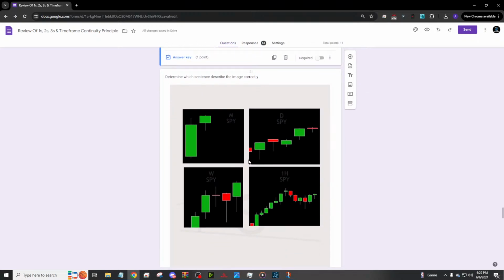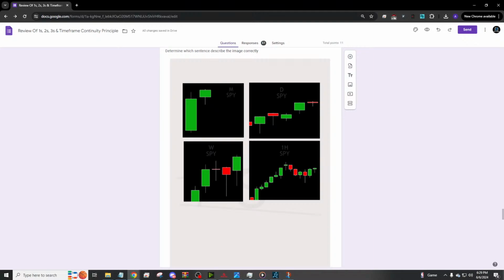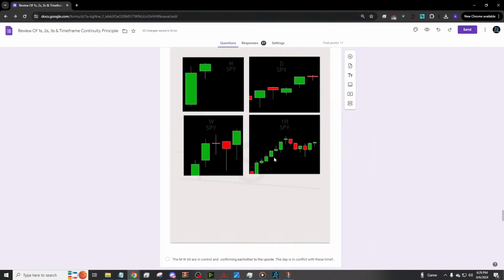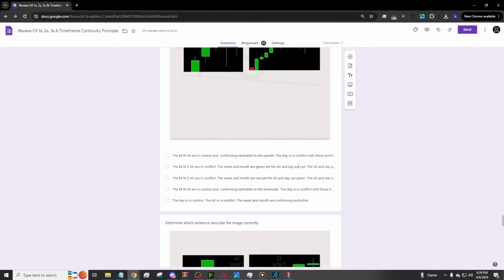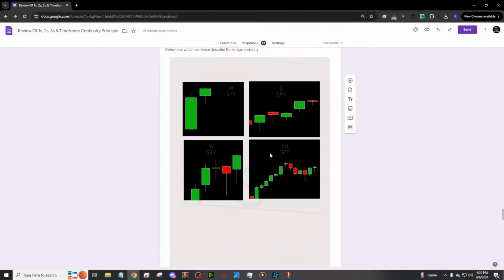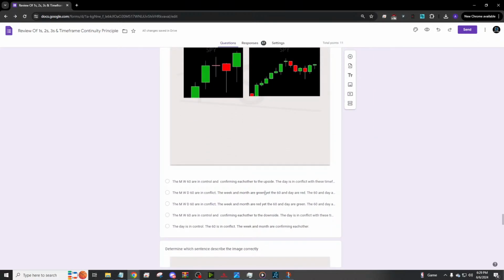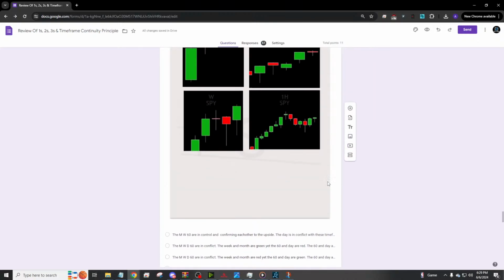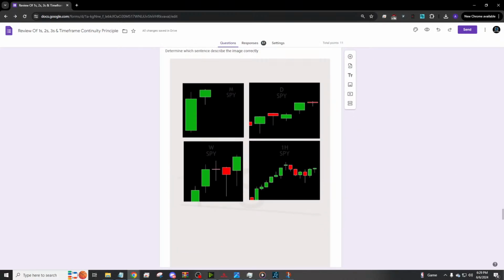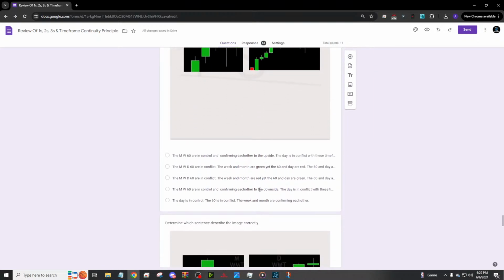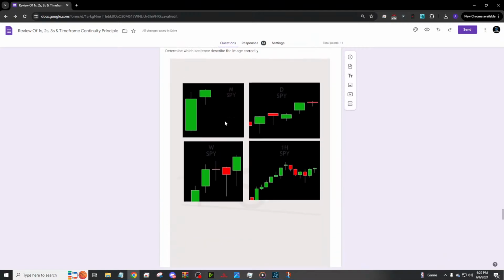And then on the next one, it says determine which sentence describes this image correctly. And about 80% of the people got this correct. And the correct answer was the month, the week, the day, and the 60 are in control, confirming each other to the upside. Or the month, the week, and the 60 are in control and confirming each other to the upside, and the day is in conflict with these time frames. So what most people clicked was the month, week, 60 are in control and confirming each other to the downside, not the upside. So very important.